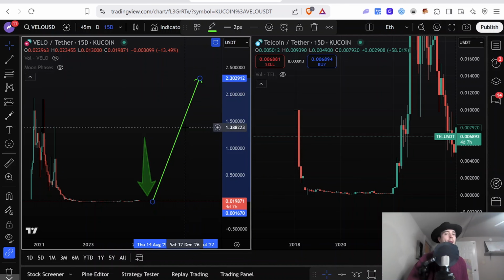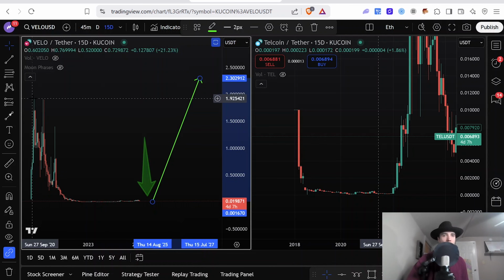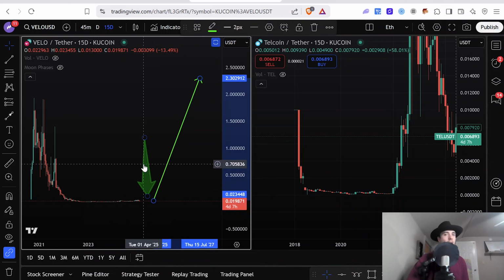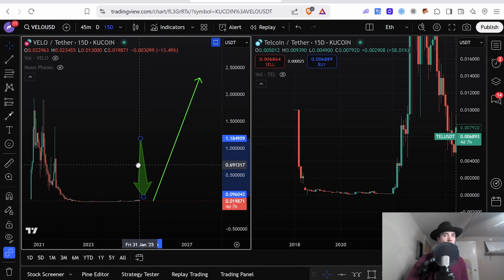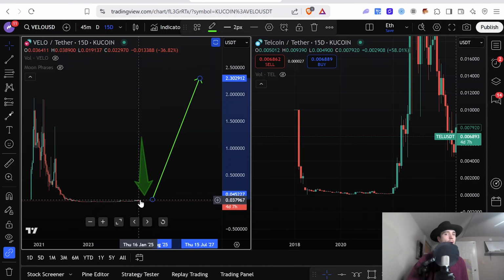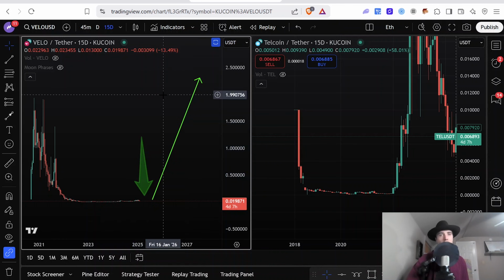It would have a big bear market afterwards. It would be completely unsustainable to go to $2 or higher than the previous old all-time high. But it's possible. It's possible for it to happen. So the smart investors are investing down here on Velo in preparation for this kind of a move. So that's my update on Velo.